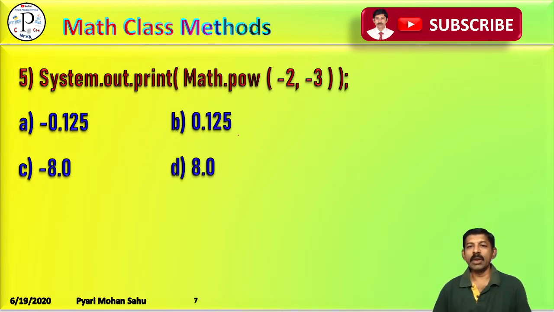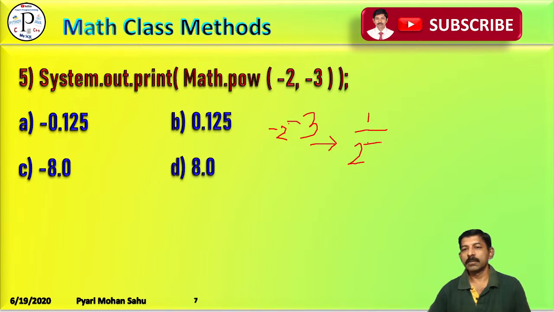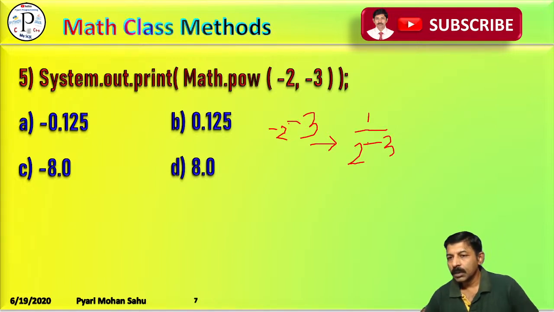Okay. So can we call this minus 2 to the power minus 3? That implies 1 by 2 to the power minus 3. Can we say like this? 2 to the power minus 3, already given.